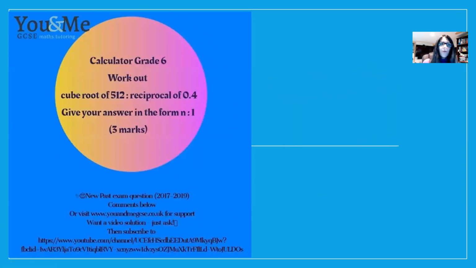Next question, grade 6, work out, and I can use a calculator, so I've got it here and I'm going to use it. The cubed root of 512, so I'm going to write it like that, the cubed root of 512 to the reciprocal of 0.4. Oh, they're making it tricky.